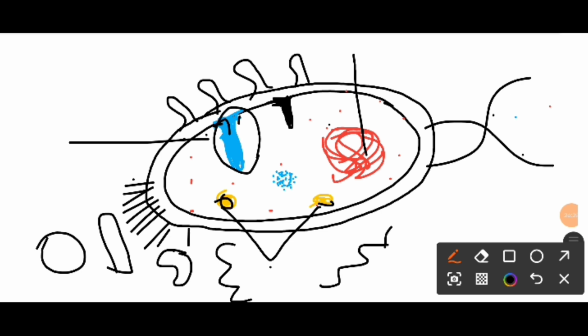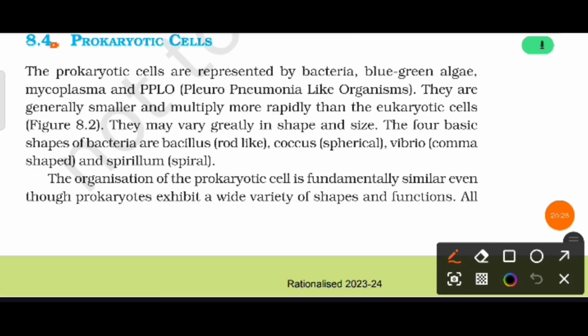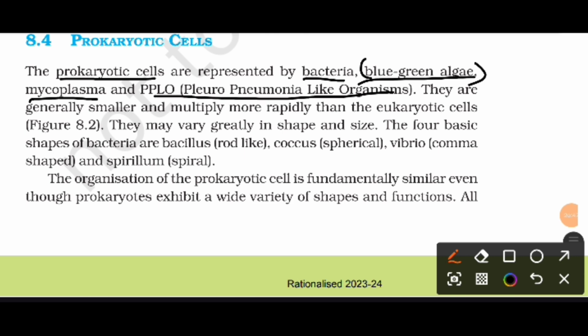So the prokaryotic cells are represented by bacteria. Blue-green algae is nothing but cyanobacteria. Mycoplasma is the smallest living cell, 0.3 micrometer in length, which we just studied. And pleuropneumonia-like organisms, PPLO, is nothing but mycoplasma again. That's the smallest bacterial cell.